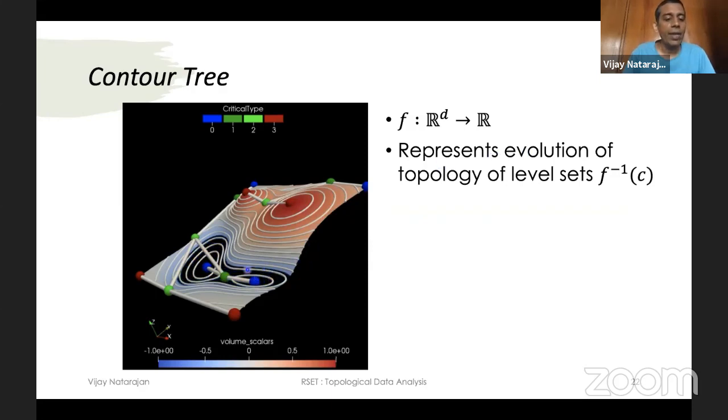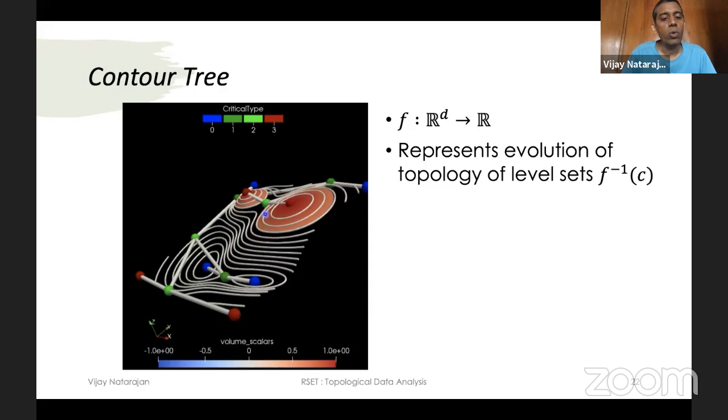Like I said, we represent this evolution. So we take every connected component and map it to a point. And the graph that you see overlaid here, right? So where the minima are the nodes, and then you have the saddles, and then you have these arcs. So each of these arcs in this graph represents one connected component of the level set. So here is a good place to see this. You have two connected components of the level set. So that's why you have two arcs corresponding to them, right?